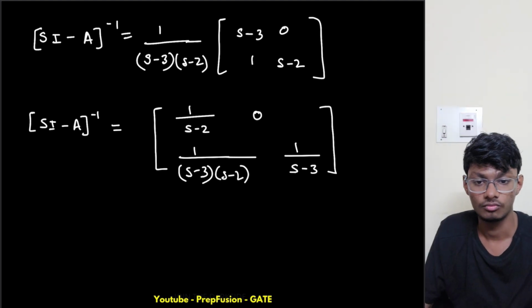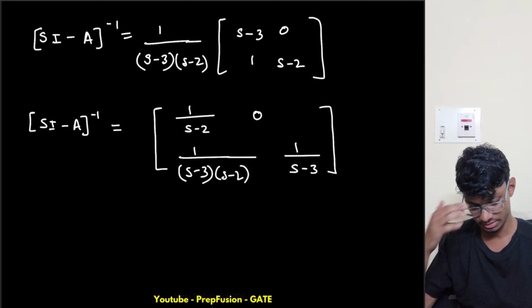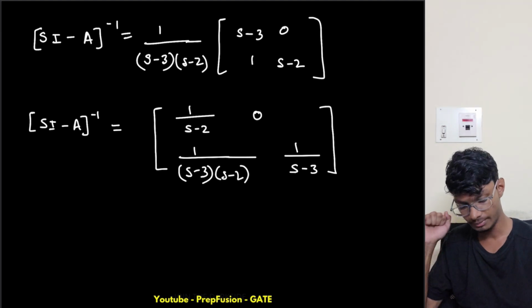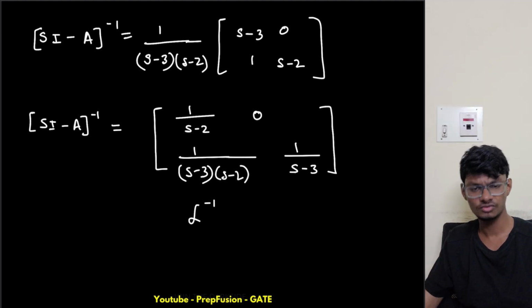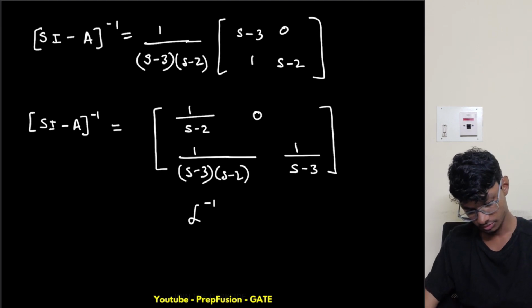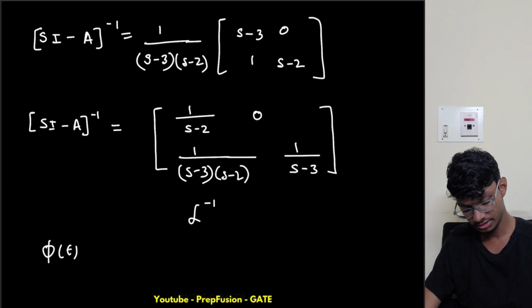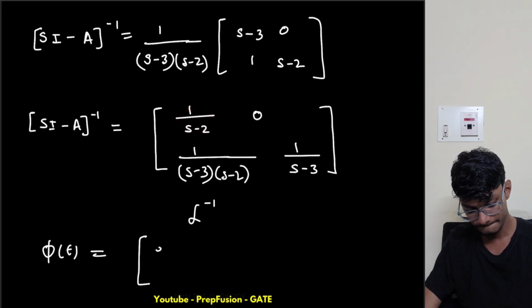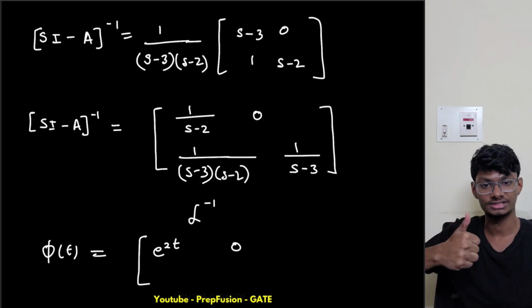Now what will be my time domain expression? What I have to do is simply take the Laplace inverse of each element, that is not an issue. The Laplace inverse of each element of this matrix will become phi of t. So the Laplace inverse of this one will become e raised to power 2t. This is 0 only. Now this one you do partial fraction.